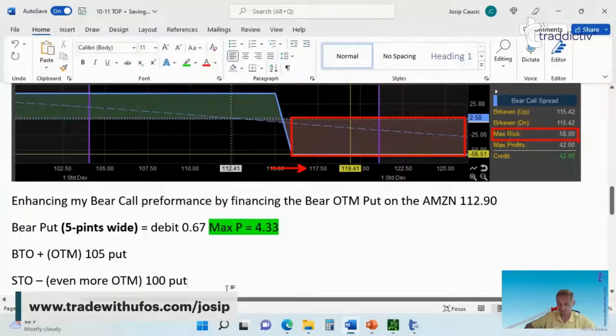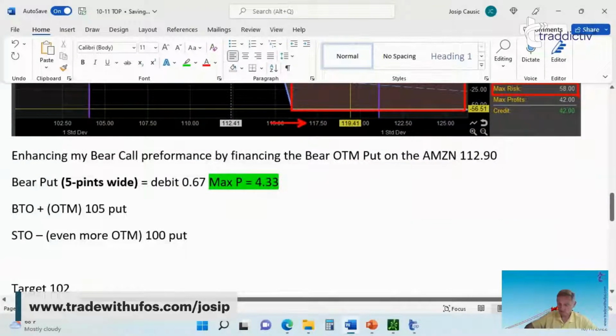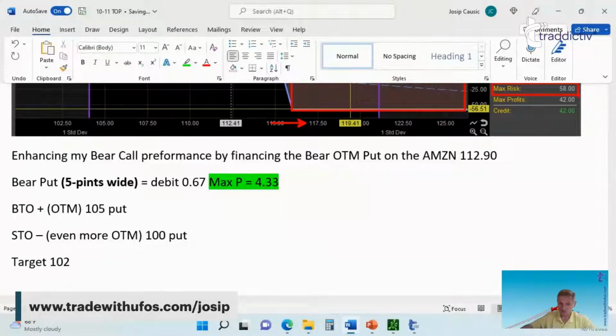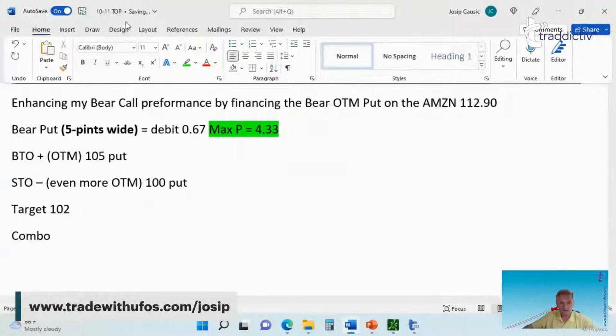So let's now give the target. My target is still 102, which would be great because if we hit the 102, that means my 105 put, when we are at 102, would be at least $3 in the money. So let's give now Thinkorswim calls this combo trade. So what do they mean by the combo trade?